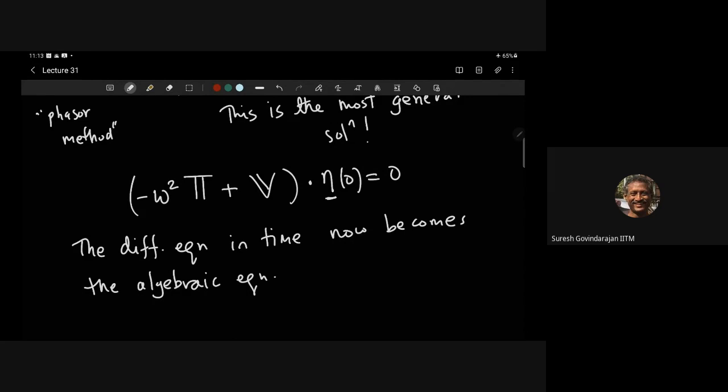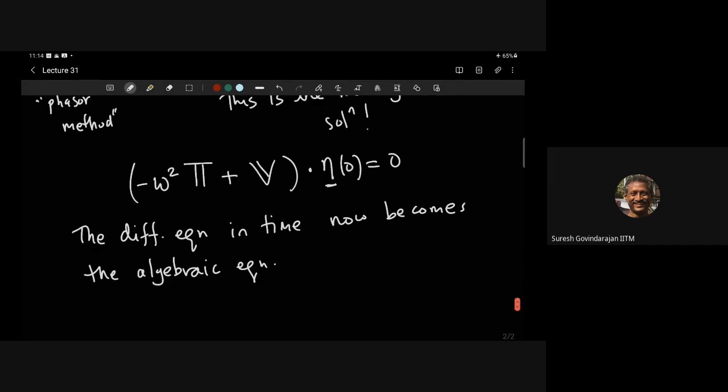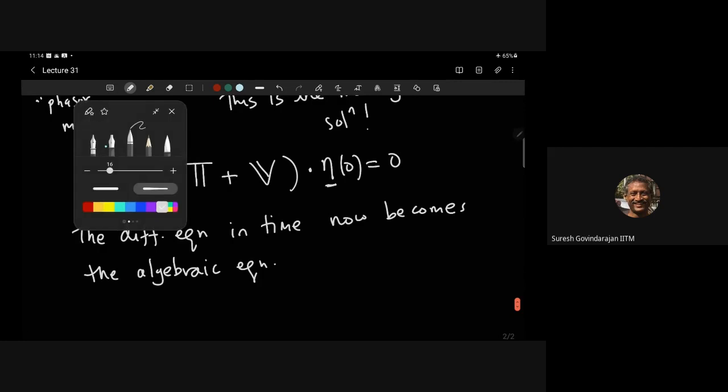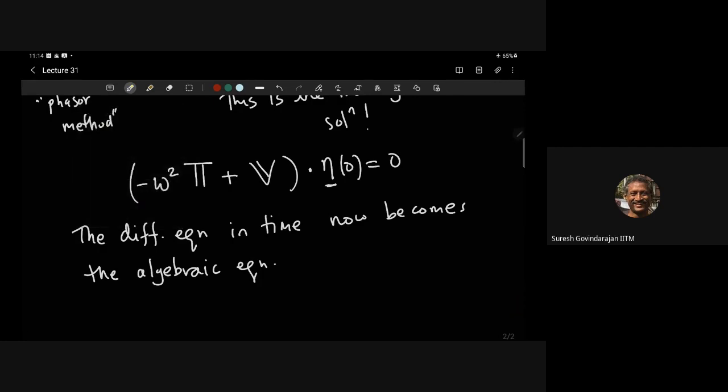Otherwise it's boring, there's nothing happening. If eta is equal to 0, that means you're at the fixed point. You're interested in eta bar of 0 being finite and non-zero. It can be infinitesimal, but it has to be non-zero. That's the key. So what is the equation that we should solve? What is the algebraic equation? Somebody?